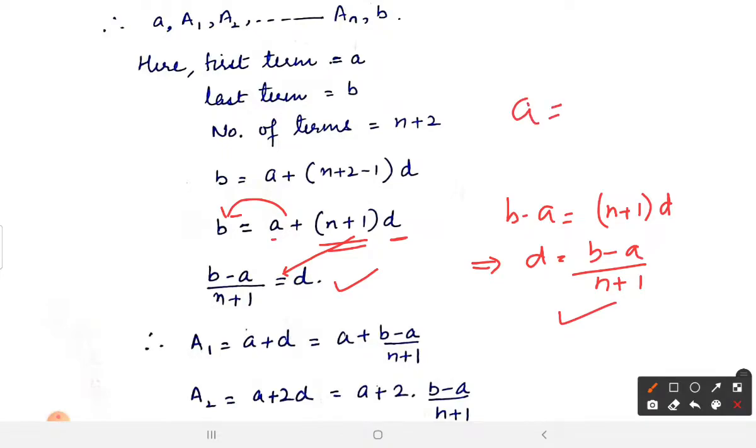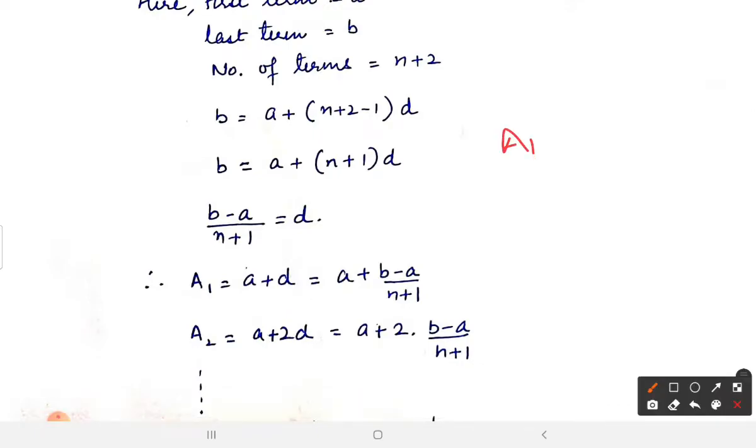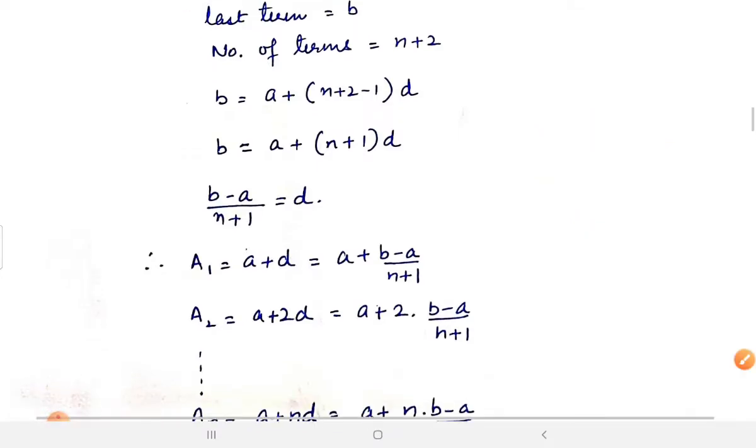We will now write the value of a1. a1 is the second term of the arithmetic progression. How will you find the second term? By adding the common difference to a. And how will you find the third term? a plus d, and again d, so we have a plus 2d as the third term. What is the fourth term? a plus 3d as the fourth term. So what is the nth term? a plus nd as the nth term of this progression.